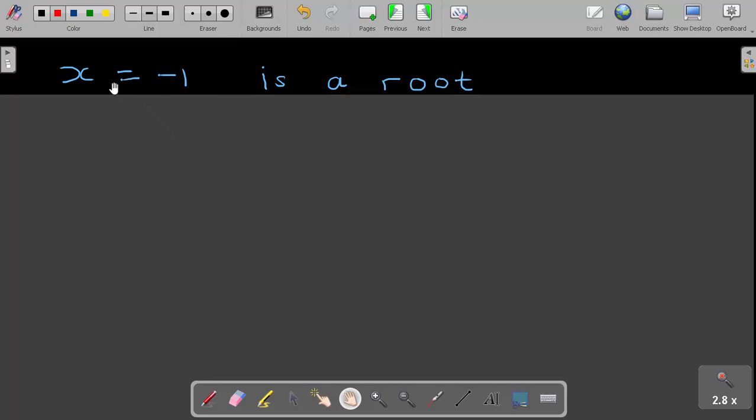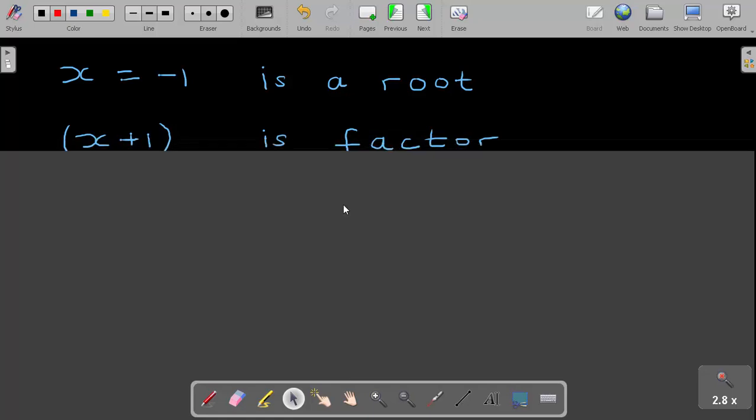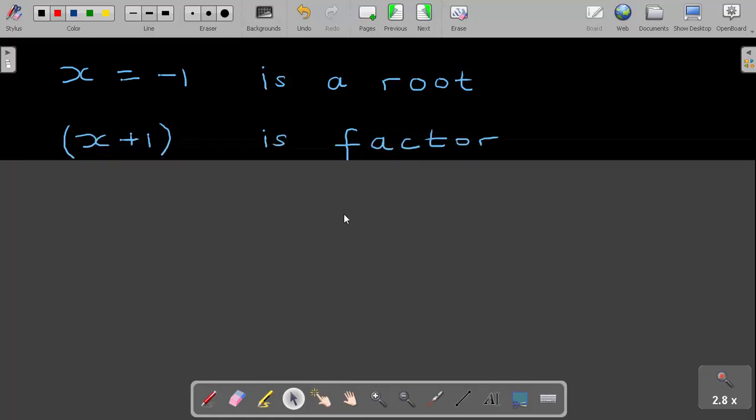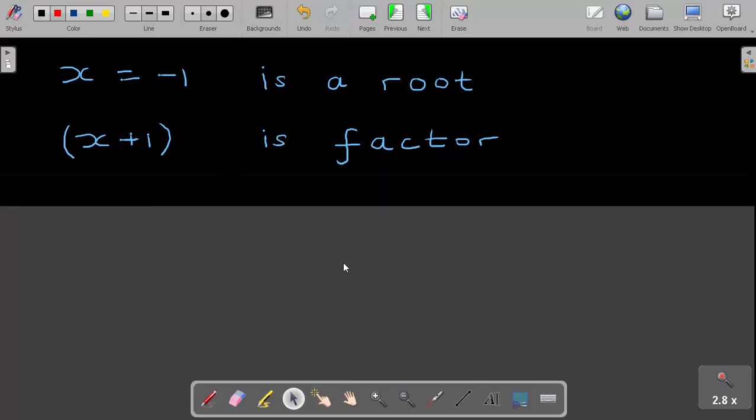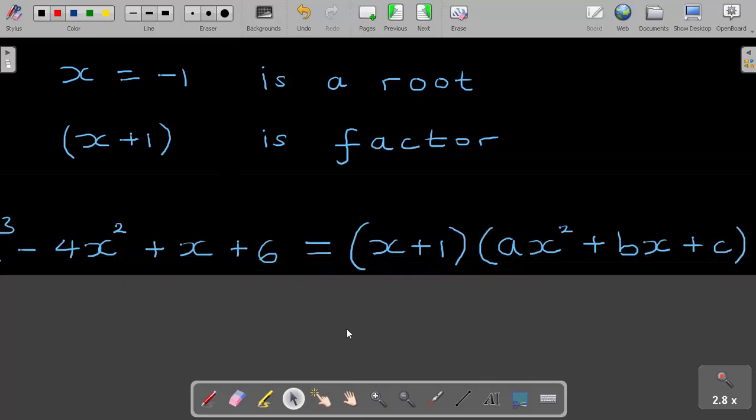So here, if x equals -1, the -1 becomes positive on this side. It becomes x plus 1 equals 0, and therefore x plus 1, we call it a factor of our function. So x plus 1 is what? A factor of the function. So now my original equation, I can write it like this. That is the linear factor which you see here, and the quadratic.